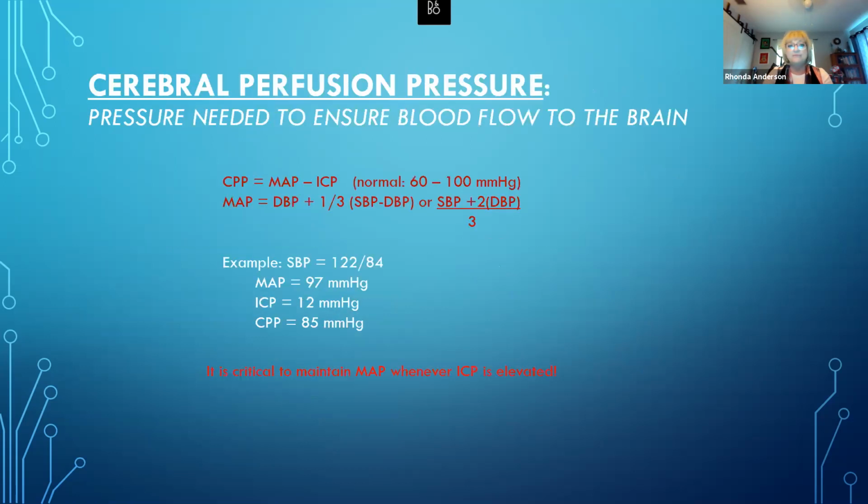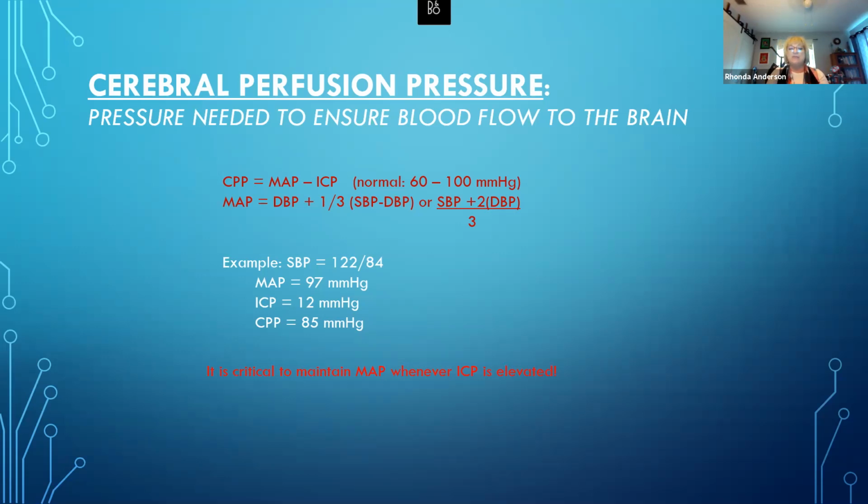Now, cerebral perfusion pressure, that's the pressure needed to ensure blood flow to the brain. So when we look at this, we talk about cerebral perfusion pressure being equal to the mean arterial pressure minus the ICP. So normal is usually about 60 to 100 millimeters of mercury. So if I do the math, mean arterial blood pressure is your diastolic plus 1/3 times the systolic minus the diastolic, or I like to do it this way, the systolic blood pressure plus 2 times the diastolic blood pressure divided by 3, okay?